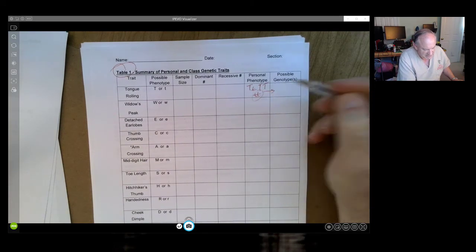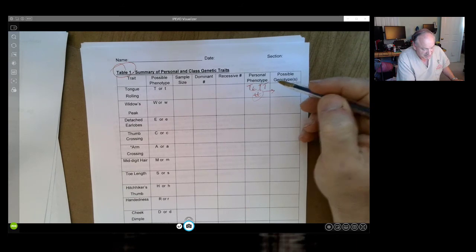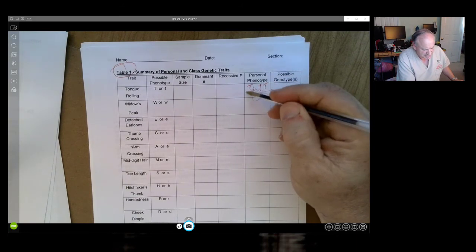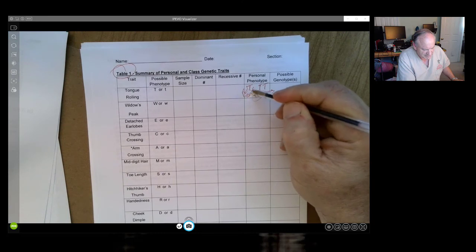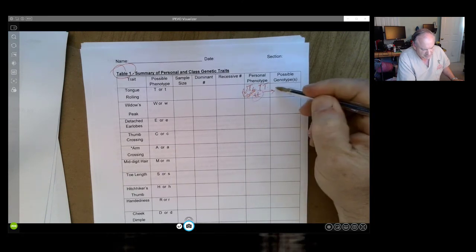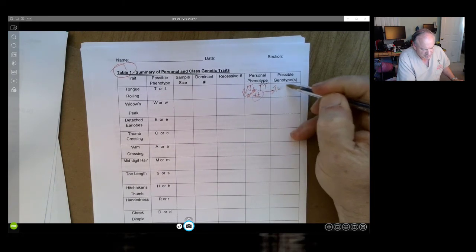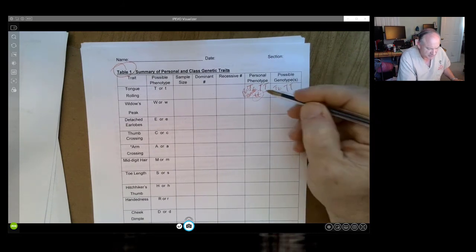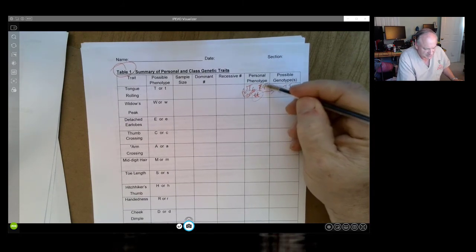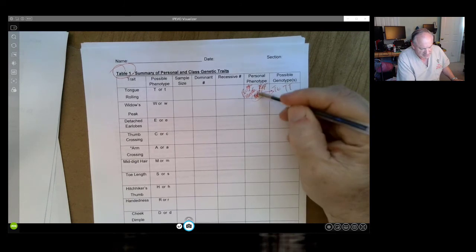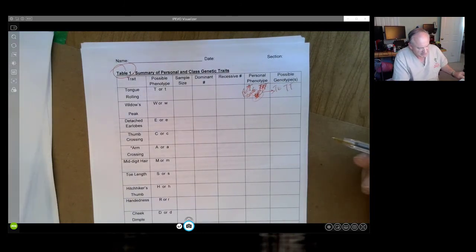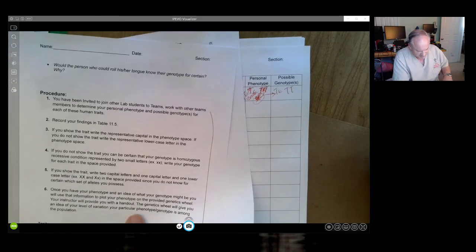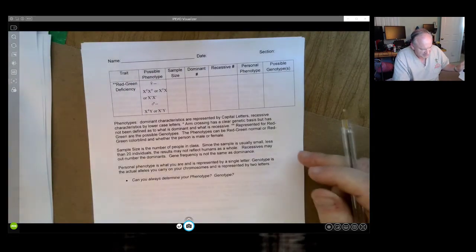Oops, that goes in that column. Of course I would make that mistake. Personal phenotype is that you can roll tongue, let's say. I can do that, and so that would be big T, or big T, not sure which one is which, and I'll erase those there. And so rolling tongue, and then you just follow that down and do those for the traits, a little bit more on the next page.